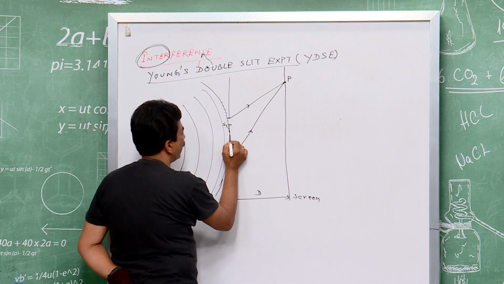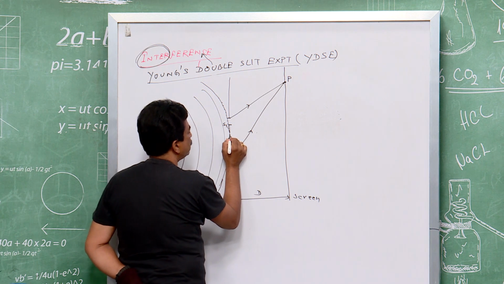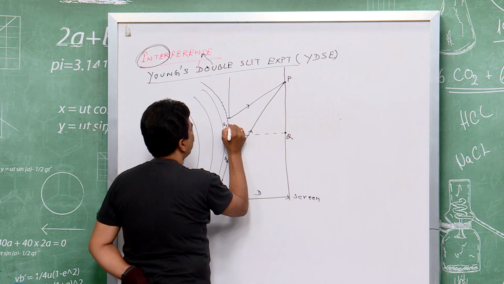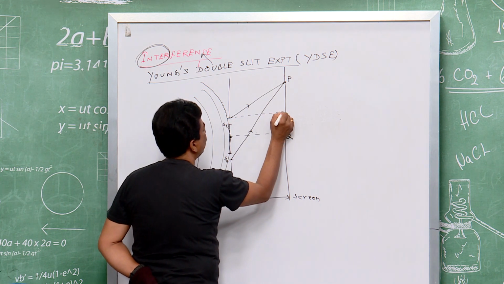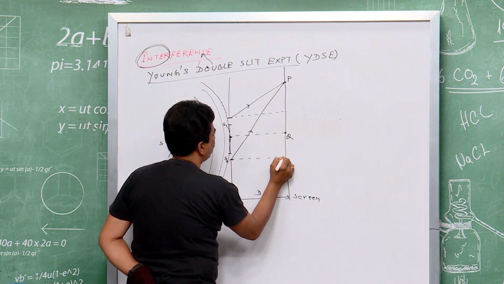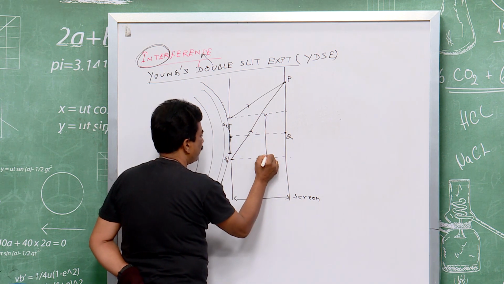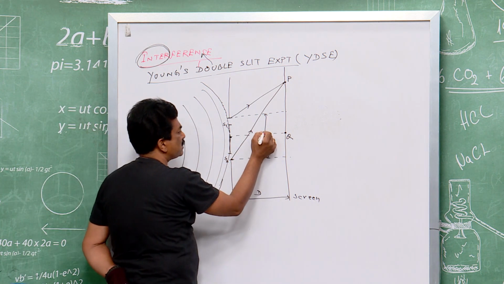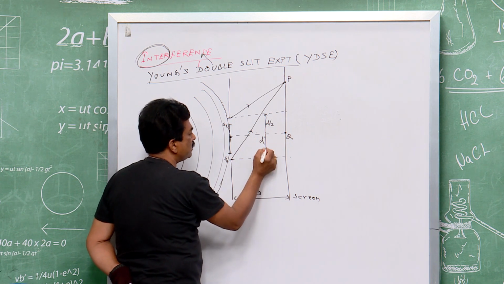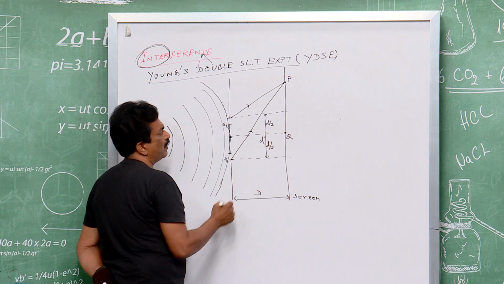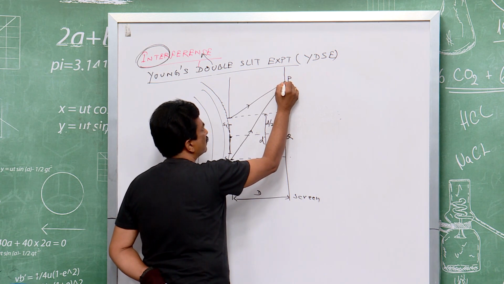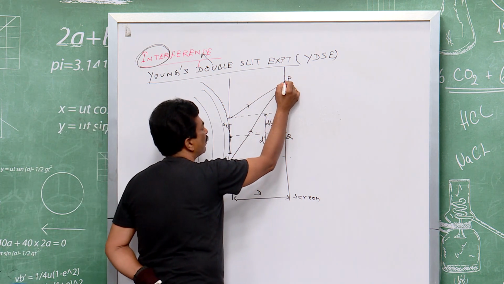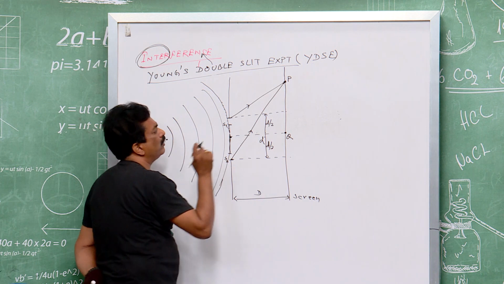Of the S1 and S2, let us take the symmetric midpoint and name it Q. From S1 draw a perpendicular, from S2 draw a perpendicular, and let the distance from S1 to S2 be the small d. This distance will be d by 2, and this distance will be d by 2. So here they interfere, meaning they are forming interference.